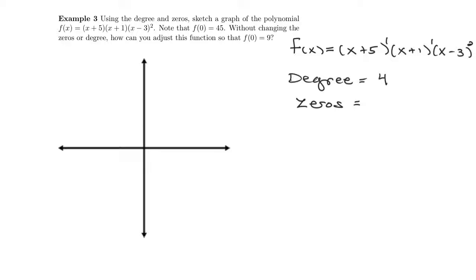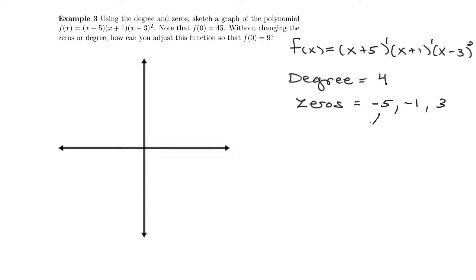And the zeros are going to be different than in the previous examples, but we're approaching it the same way, where if I look at this factor, I know negative 5 makes it 0. If I look at this factor, I know negative 1 makes this 0. And if I look at positive 3, it'll make this factor 0 as well. So I'm just going to list those numbers out. Negative 5, negative 1, and 3.